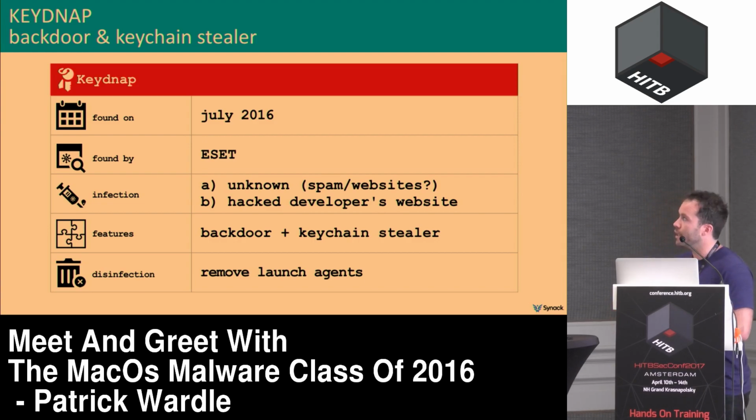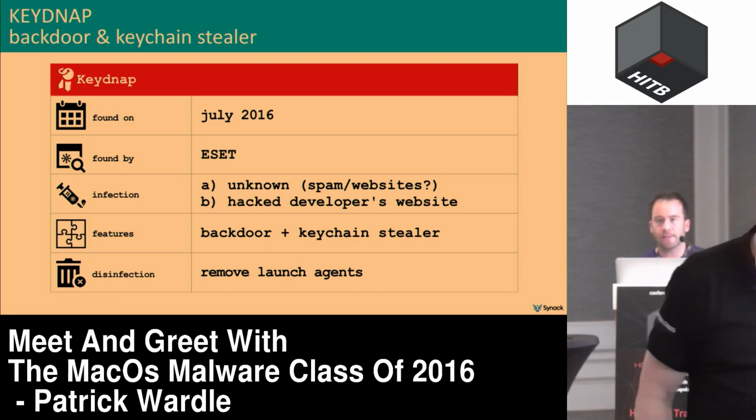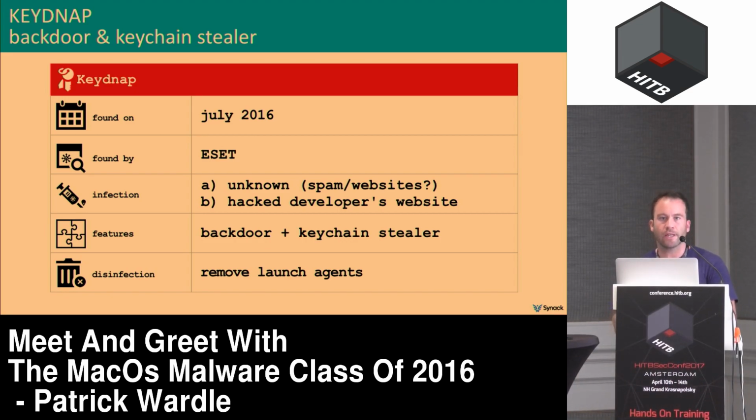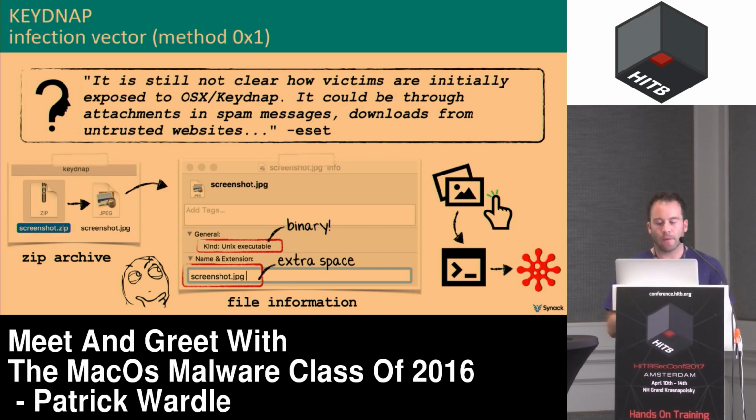Okay, the next sample is Keydnap. This was discovered in July by ESET. It's a fairly standard backdoor, though it has an interesting propensity for stealing credentials from the keychain. Its initial infection vector was not known. The analyst at the time wasn't sure how it got onto Mac computers, but as the quote said, it's probably via email or perhaps social engineering.